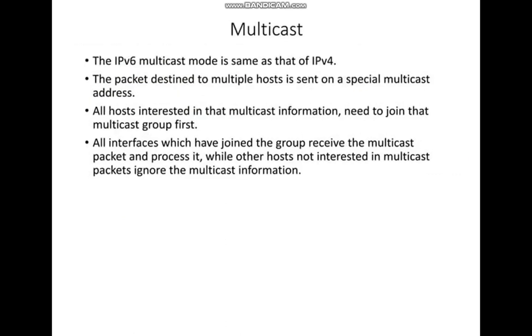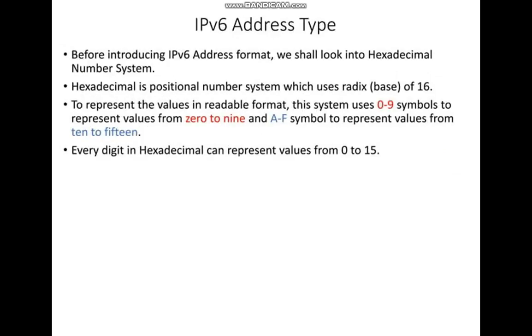In IP version 6, multicast mode is the same as in IP version 4. A packet destined to multicast hosts is sent to a special multicast address. All hosts interested in that multicast information need to join the multicast group first. IP version 6 address type. Before introducing the IP version 6 address format, we shall look into the hexadecimal number system. Hexadecimal is a positional number system which uses radix 16. It represents values in readable format using the symbols 0 to 9 and also A to F. Every digit of hexadecimal can represent a value of 0 to 15.